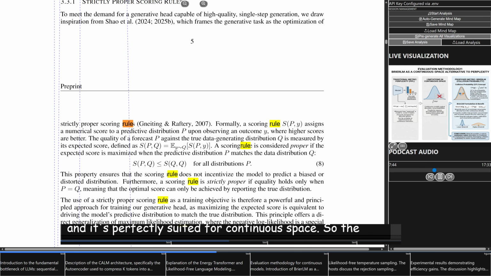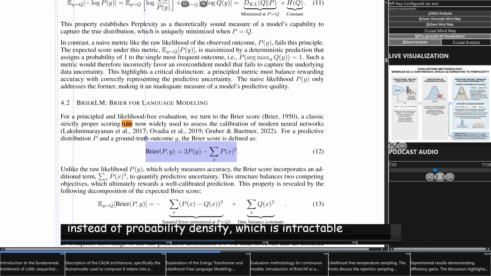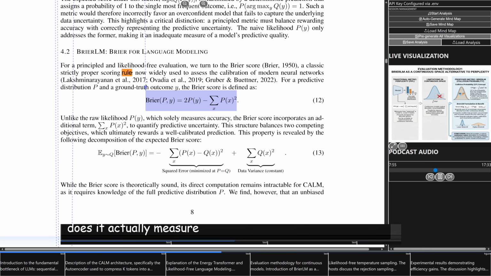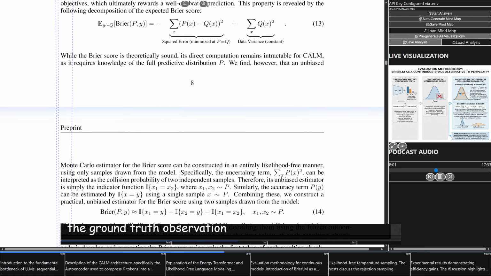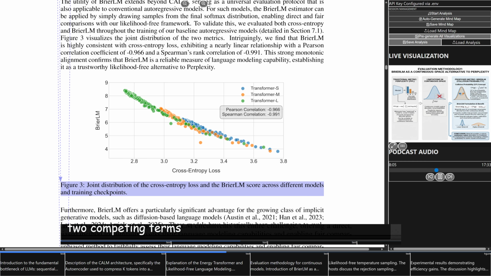So the core idea behind the energy score is that we can use distance, which is easy to compute, to measure alignment instead of probability density, which is intractable. What does it actually measure conceptually? It measures the alignment between the model's predictive distribution and the ground truth observation. But it does it all based on sample distances. It has these two competing terms that balance each other out.